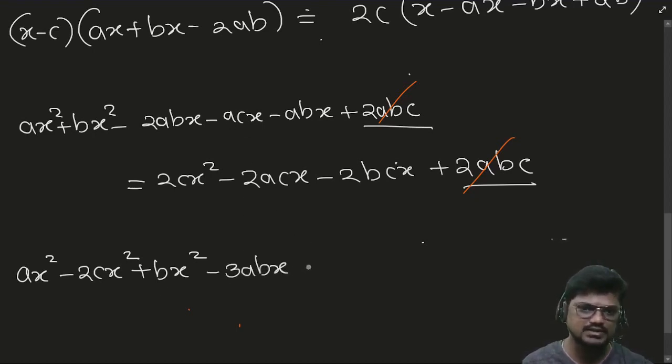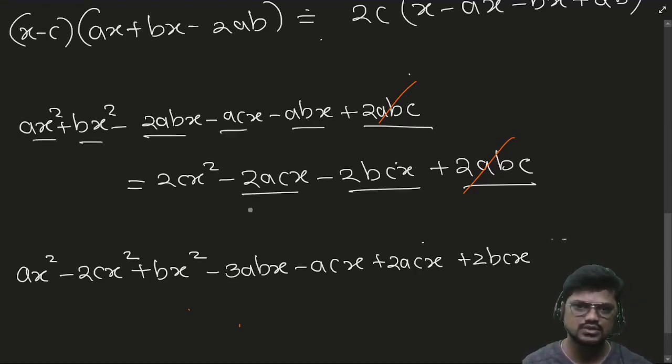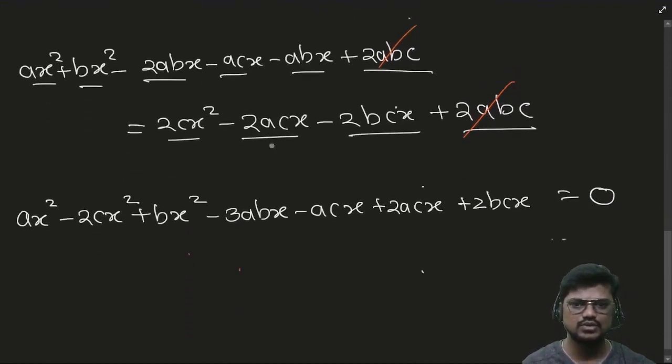This will be minus acx. And if I take this on this side, it will be plus 2acx. And if I take this on that side, it will be plus 2bcx. Fine, this is taken, this is taken, this is taken, this is also taken, this is also taken. So everything is taken, equals 0. Fine, nothing remained, no? Okay.